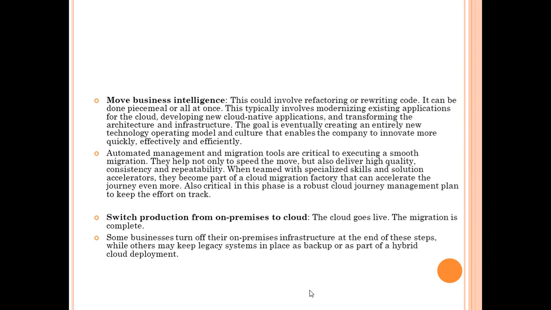So these are the 5 steps: establish the goals, create the security strategy, copy the data, move the business intelligence, and the next is to switch the production finally from on premises to cloud.